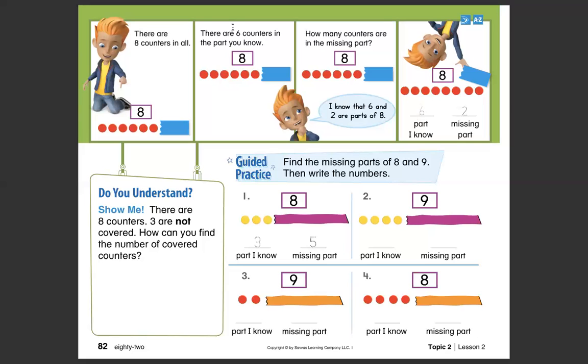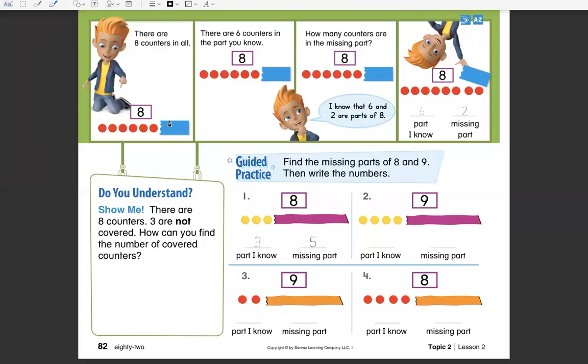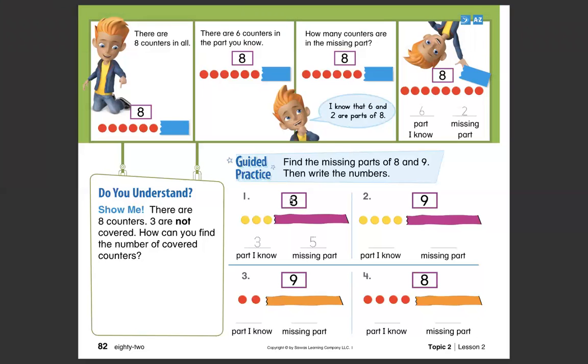All right, we're going to practice this together. So let's look at number 1. Number 1, once again, we know that in all we have 8, and it says in our instructions, find the missing parts of 8 and 9. So we know we have 8 that we need to get in all. How many dots did they show us? 1, 2, 3. They showed us 3. So let's trace that 3.